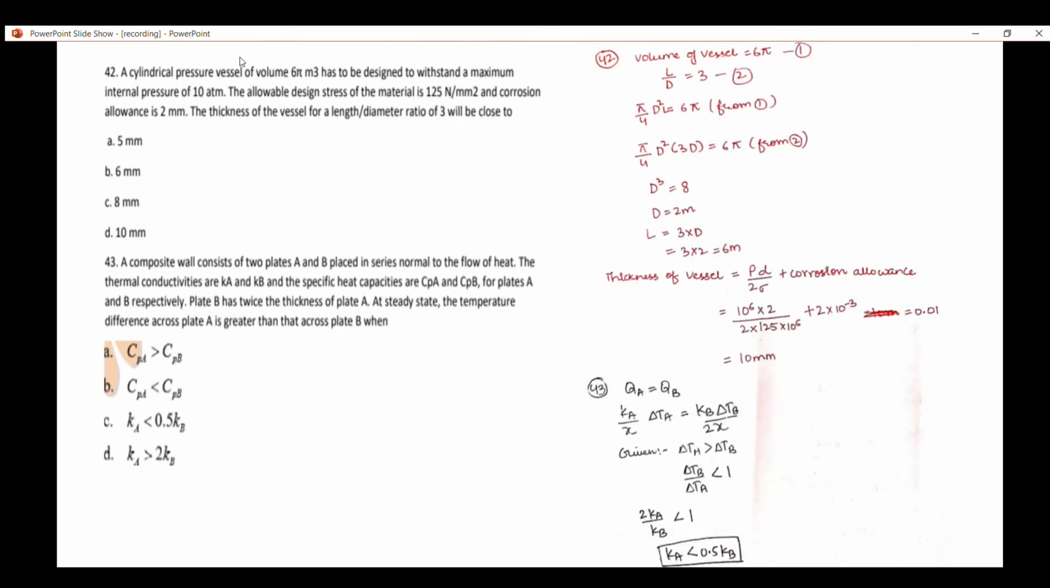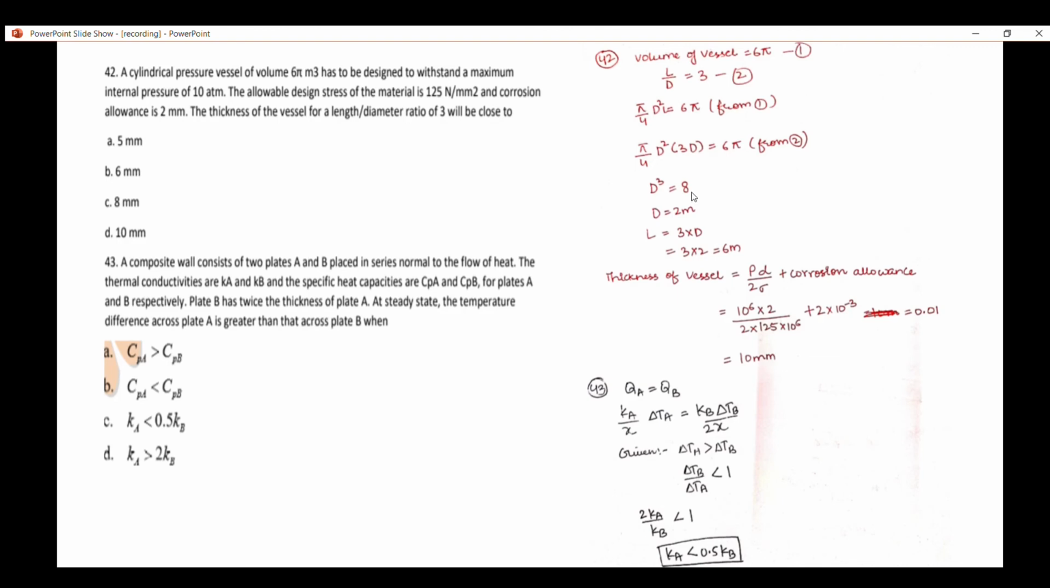A cylindrical pressure vessel of volume 6 pi meter cube has to be designed to withstand a maximum internal pressure of 10 atmosphere. We have to find the thickness of the vessel; the allowable design stress is given, the corrosion allowance is 2 mm, and the L by D ratio is 3. So we know that the volume of the vessel is 6 pi, and the vessel is in the form of a cylinder. Therefore pi d square by 4 into L is equal to 6 pi. And in place of L we can write 3d from equation number 2, and on doing that we get d as 2 meters.